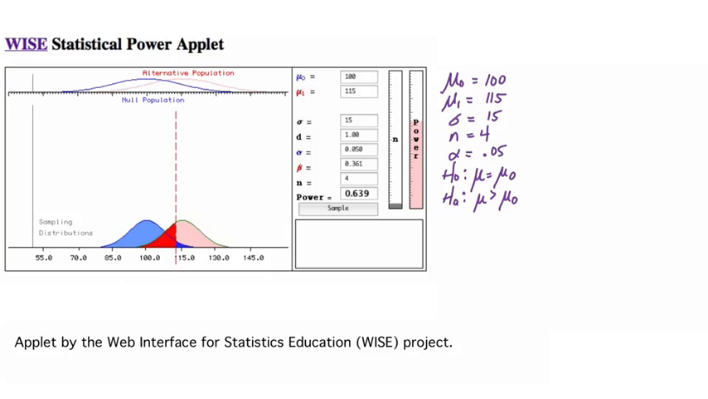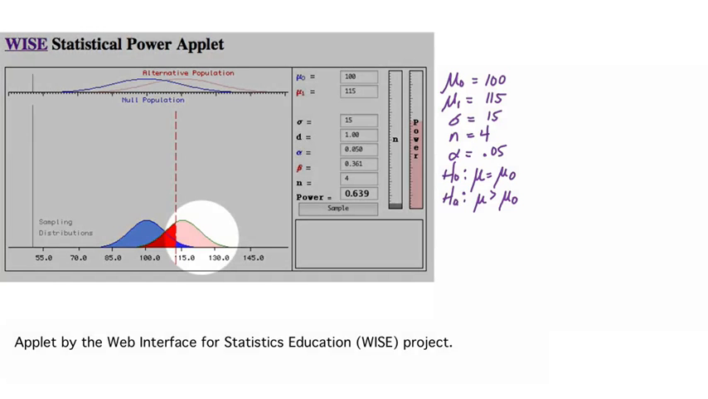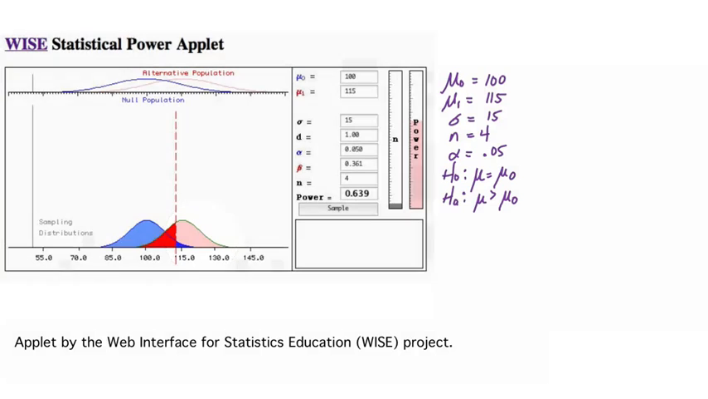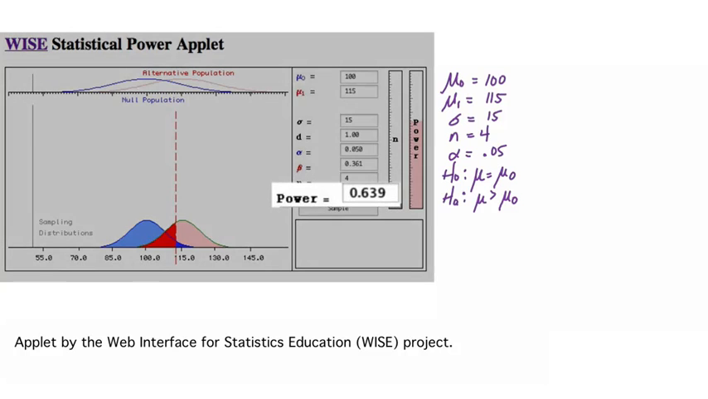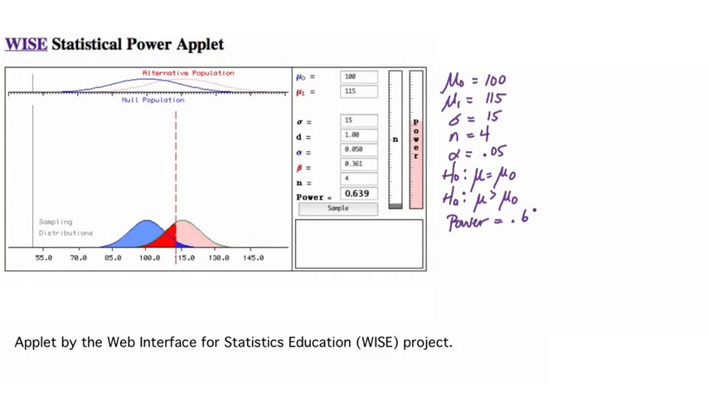We still reject H0 if the test statistic is to the right of the vertical bar, and the probability that we correctly reject is shaded in pink. This is more than half the sampling distribution, and the probability works out to be 0.639. So our power, the probability we correctly reject the null hypothesis, is 0.639 for this situation.